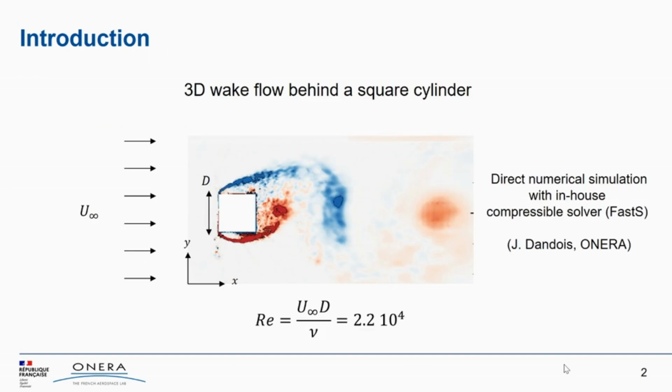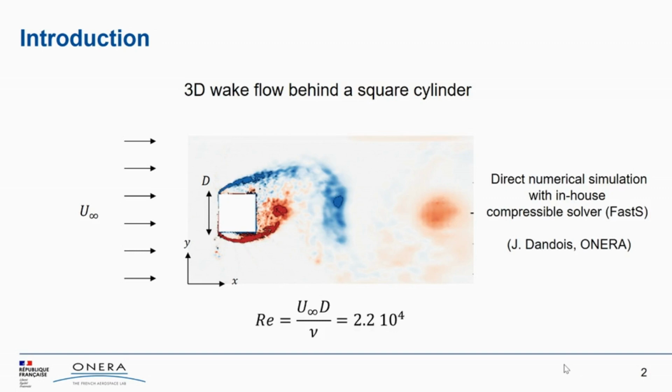So in the last years we have been interested in the data assimilation of complex flows, and here you have a three-dimensional wake flow behind a square cylinder, which will be the main topic of this talk. This flow can be characterized by one dimensionless number, the famous Reynolds number, based here on the diameter d and the upstream uniform velocity u infinity.